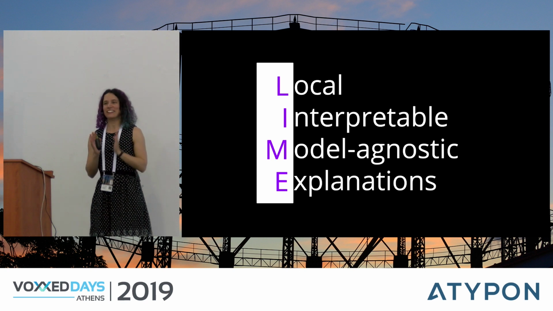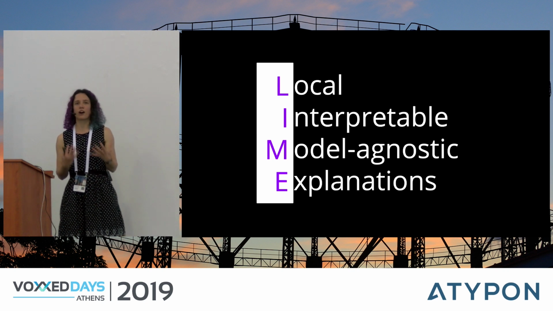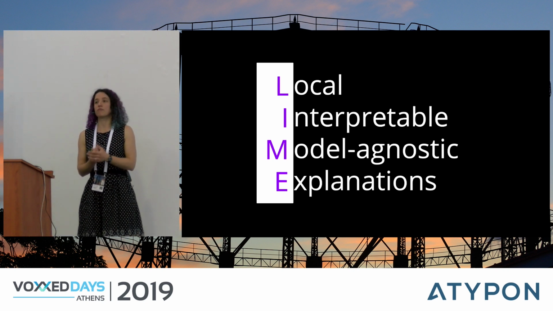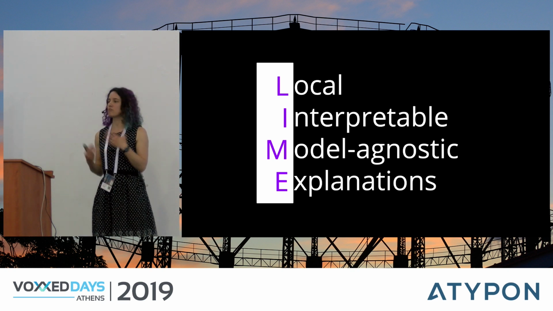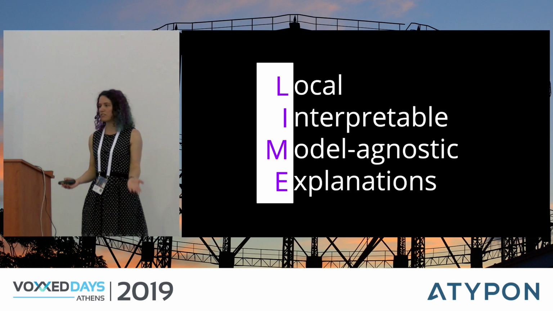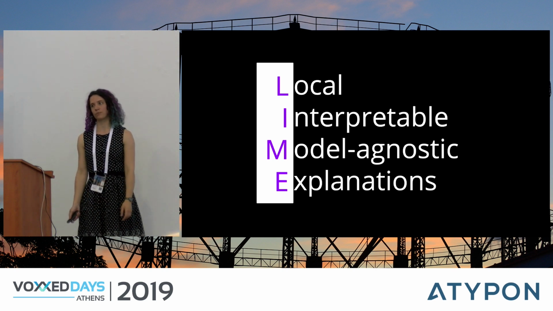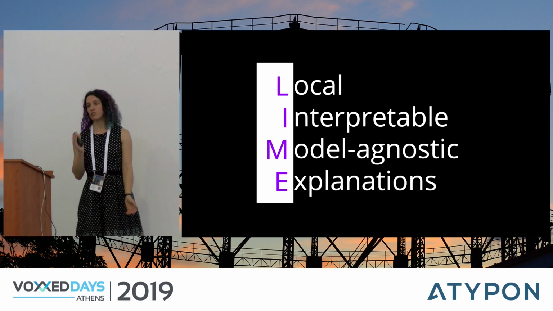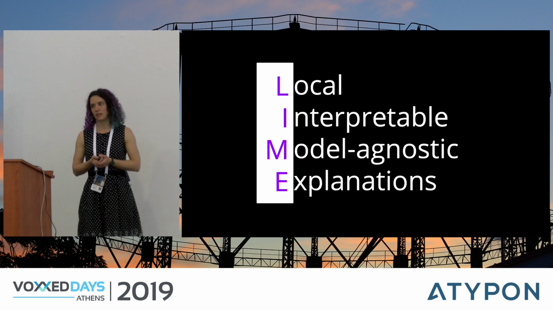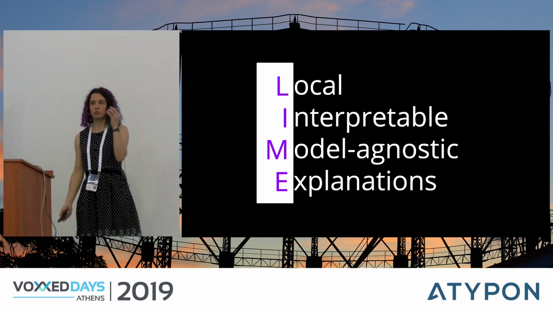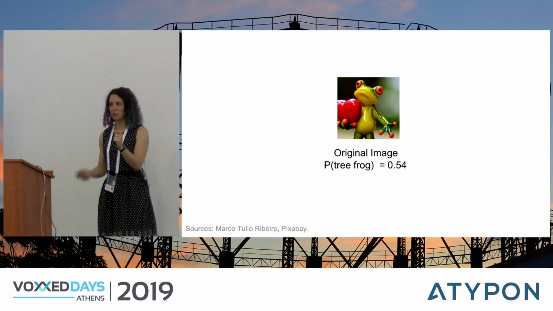That's a mouthful. Let me start again from the bottom. So explanations. It provides some kind of understanding, some kind of reason for an outcome. Model agnostic. It doesn't matter if it's a random forest, if it's a neural network, if it's SVM, whatever. This will work as an approach. It's also interpretable, so people can see the result and understand what that means. And it's local, as in local to the area where that decision was made. Probably we need an example.